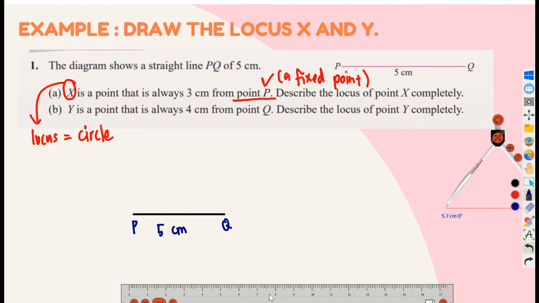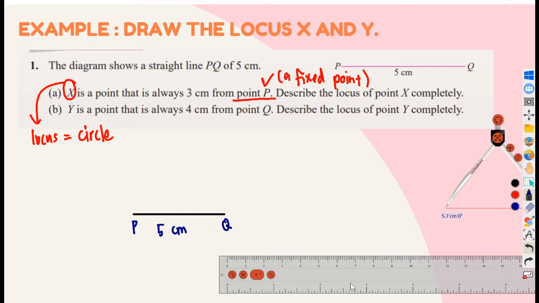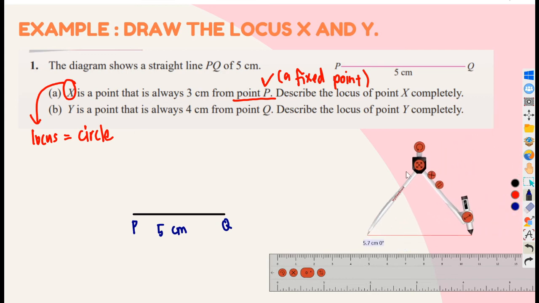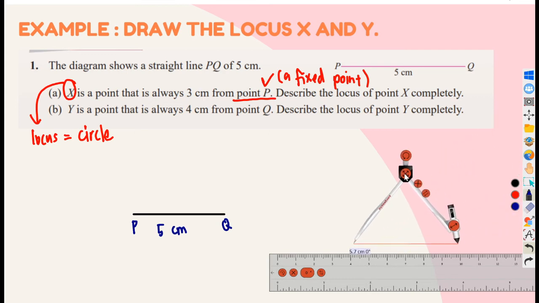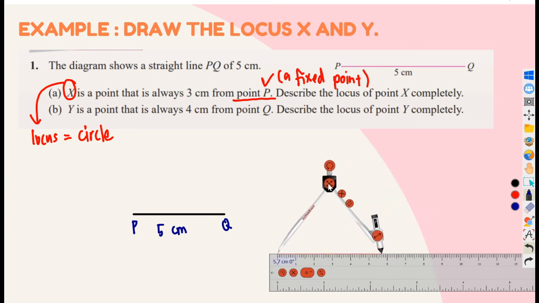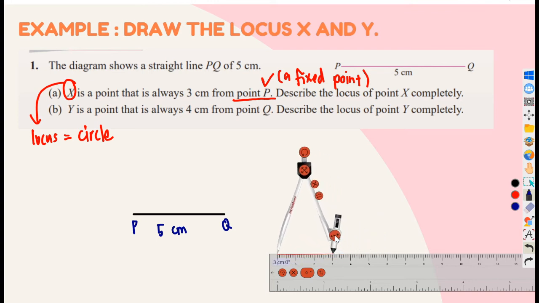So first, you need to measure by using a ruler. Take the ruler and then take your compasses. For this topic you need to have your compasses and ruler. Put the sharp end at 0 and the other one at 3. You can see that mine here is already 3 cm, point P.